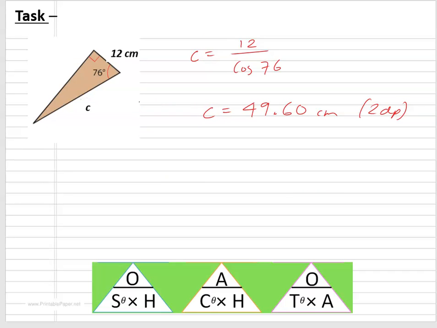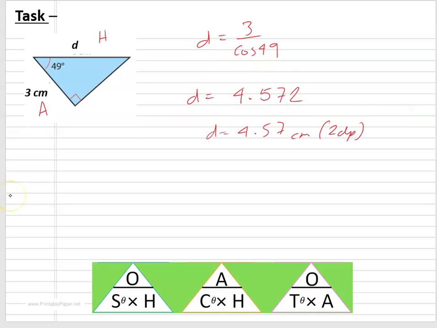So here is the answer for that one. Please mark/correct your work. So here is the answer for the last one: 4.57 centimeters, 2 decimal places. Press pause while you copy that down, please.